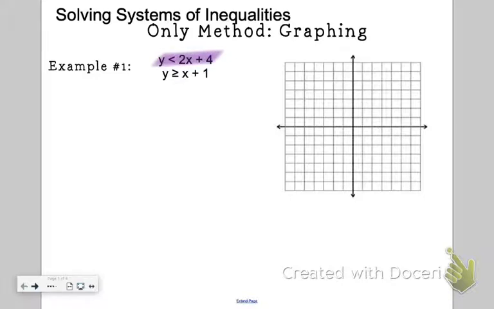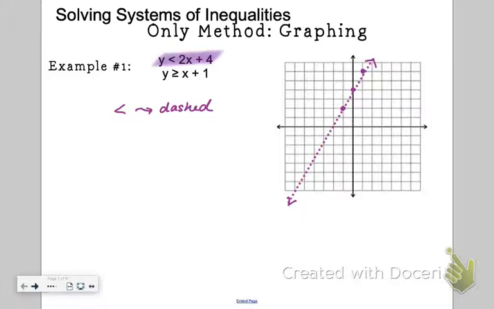So y is less than 2x plus 4. First, we need to plot the y-intercept and then apply the slope. Now, remember, if we have a less than or greater than sign, we need to use a dashed line. So I'm going to connect those with mine dotted, but dotted or dashed. Now we need to then shade, all right?